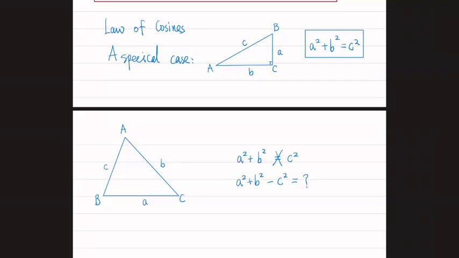And this is another way to check if a triangle is a right triangle or not. If the difference is zero, it's necessary and sufficient for this to be a right triangle. If it's not a right angle, the difference will be not zero. But what is the difference? What's this non-zero term?